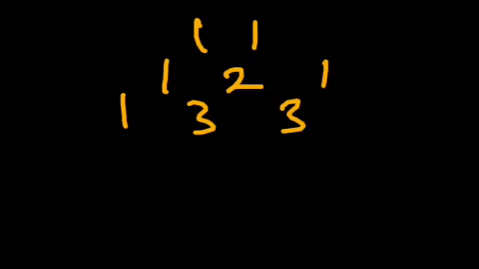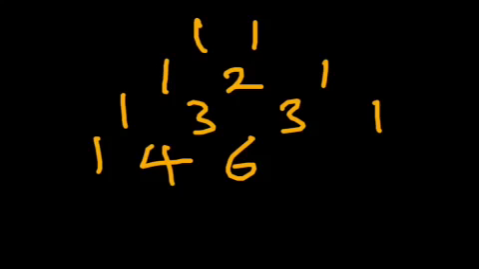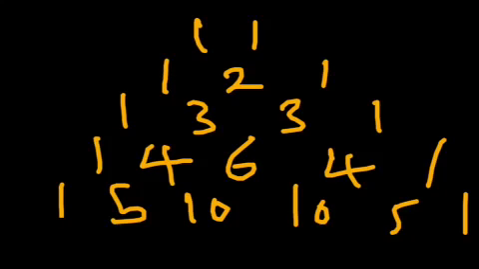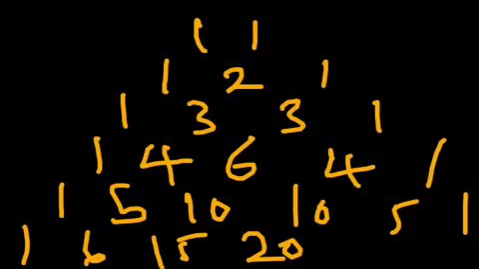So let's make it bigger. 1, 2, 1. 1, 3, 3, 1. Then 1, 4, 3 plus 3 is 6, 3 plus 1 is 4, 1. Then 1, 1 plus 4 is 5, 4 plus 6 is 10, 6 plus 4 is 10, 4 plus 1 is 5, 1. And it goes on: 1 plus 5 is 6, 5 plus 10 is 15, 10 plus 10 is 20, 10 plus 5 is 15, 5 plus 1 is 6, 1. So it goes on like that.